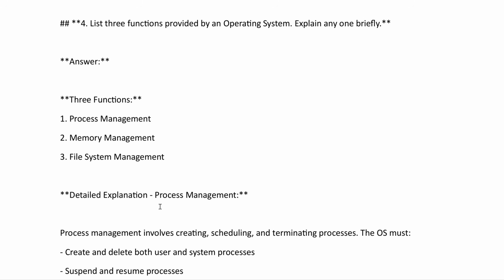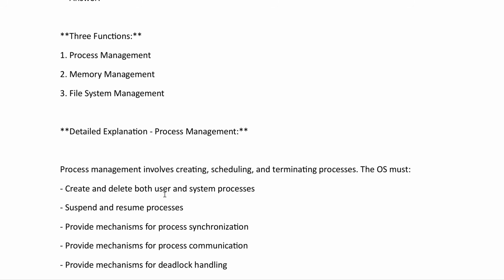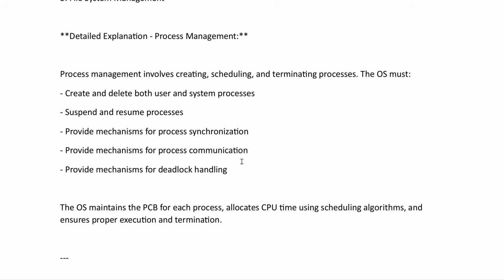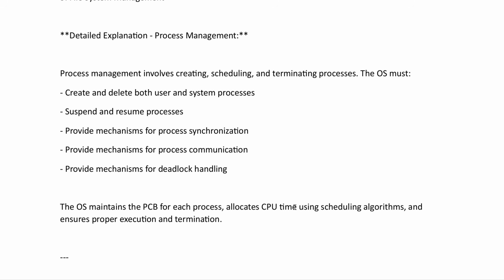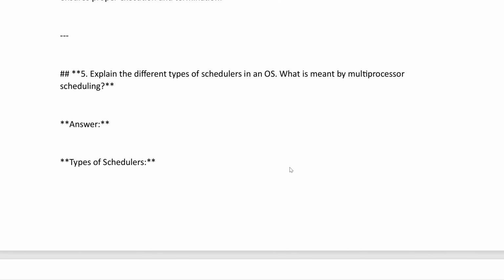As a part of the answer, we would like to explain process management as one of the functions provided by the operating system. Process management involves creating, scheduling, and terminating processes. The operating system must create and delete both user and system processes, suspend and resume processes, and provide mechanisms for process synchronization, process communication, and deadlock handling. The operating system maintains the process control block for each process, allocates CPU time using scheduling algorithms, and ensures proper execution and termination.